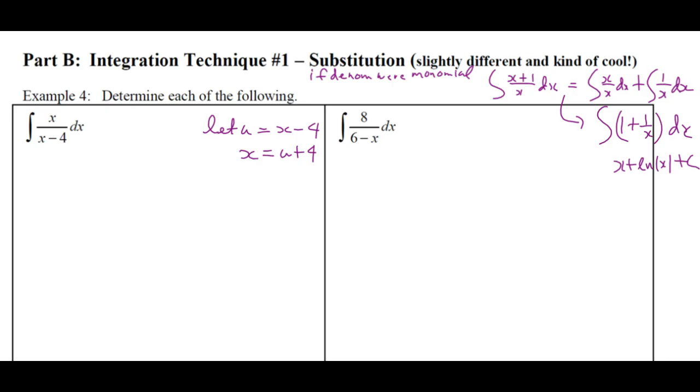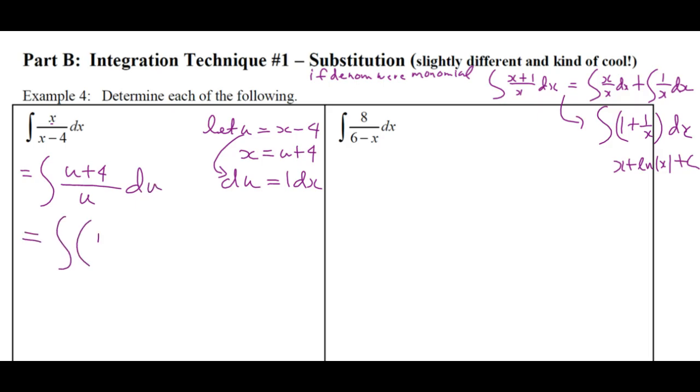So what I'm going to do is turn a monomial over a binomial into a binomial over a monomial, and then do it just the way I just showed you. Life is easy. But what's du? It's 1 dx, or just dx. So du is dx. We see dx, we replace it with du. So x, well, that's u plus 4. x minus 4, that's u. dx, that's du.